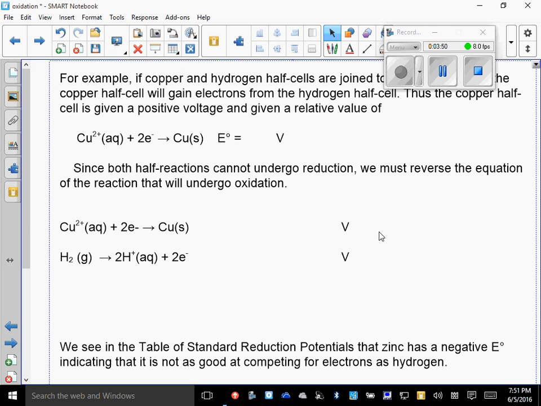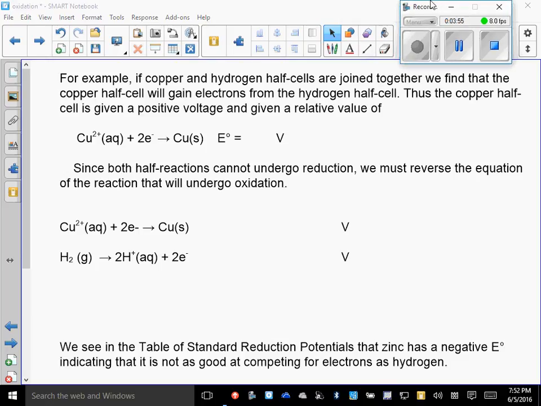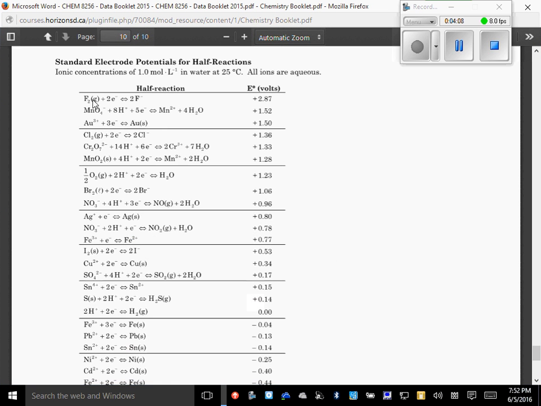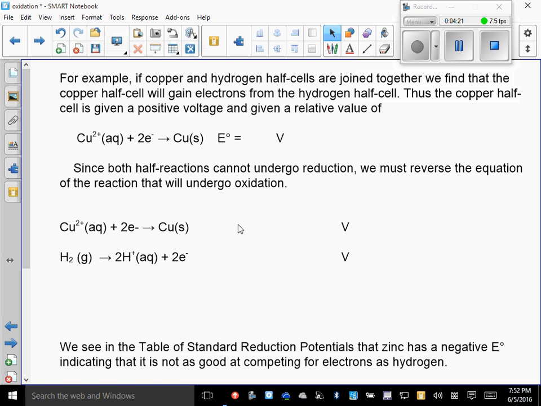For example, if we have copper and hydrogen joined together, we find that copper will gain electrons from the hydrogen half cell. Thus, copper is given a positive. So if you look on your table, copper is found above hydrogen. Am I telling a lie here? Where is copper? Copper right here is above hydrogen. Excellent. Hopefully you guys can see my little cursor on your video. So we take the value from our table, the voltage, which was 0.34.